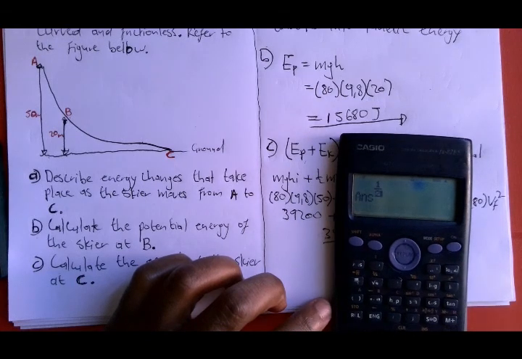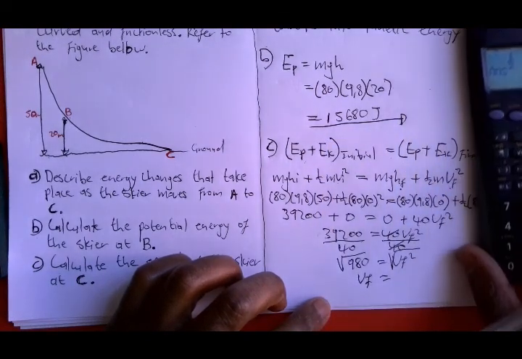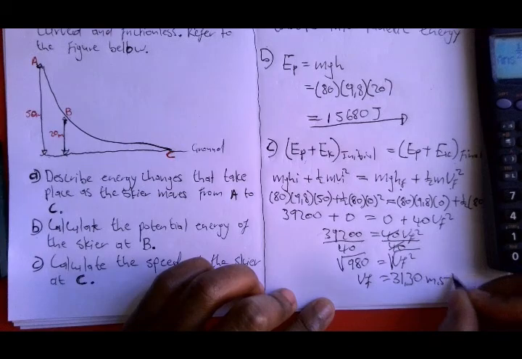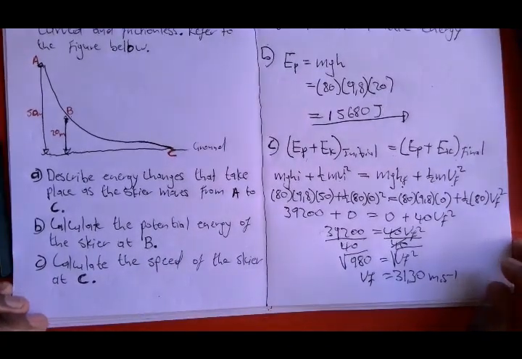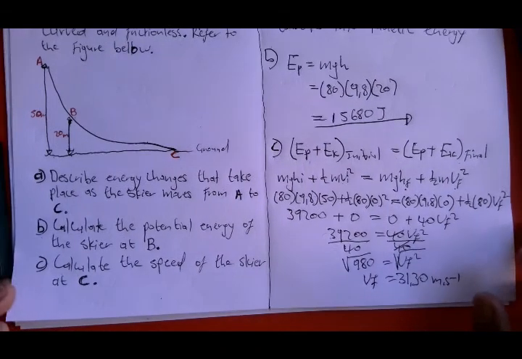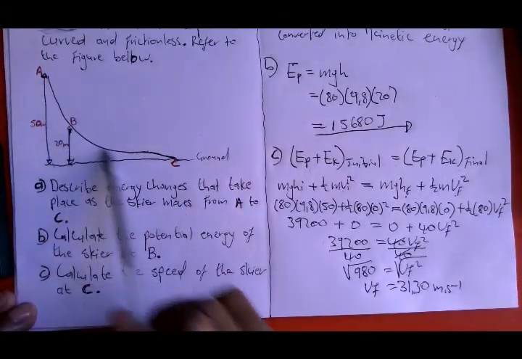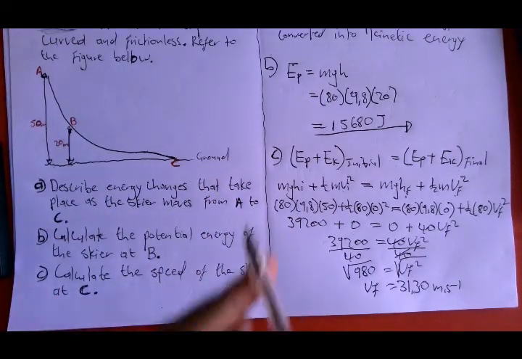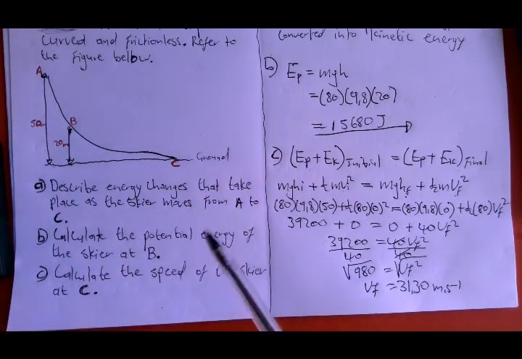31.30 meters per second. So I applied the principle of conservation of mechanical energy to solve this problem, because I was told that this is frictionless and that it starts from rest. So there is no applied force, no tension force, and no friction. So the non-conservative forces are absent in this case. Hence I can use the principle of conservation of mechanical energy.